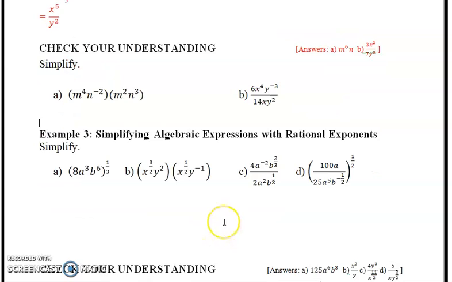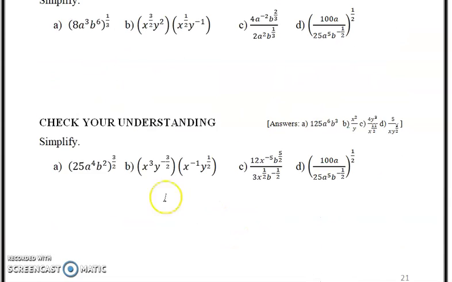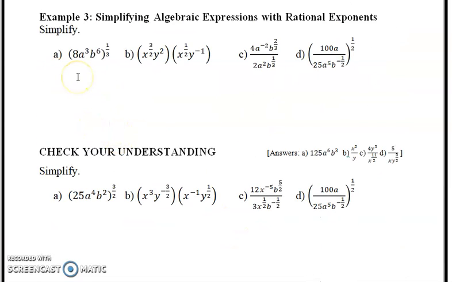Okay. What we're going to do now is go to example 3. Simplify algebraic expressions with rational exponents, and then simplify. So the first one here, we have 8a cubed b to the power 6, all to the 1/3. So all to the 1/3 indicates that each of the coefficients and the bases will get that.